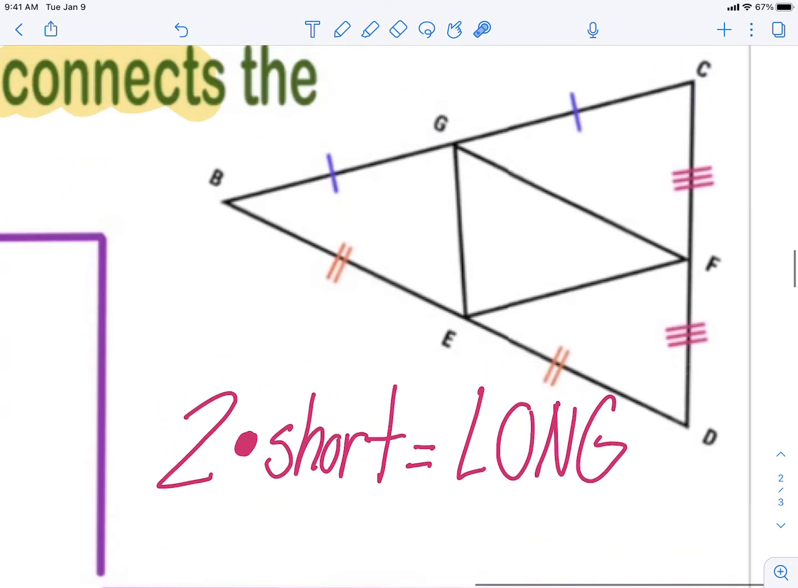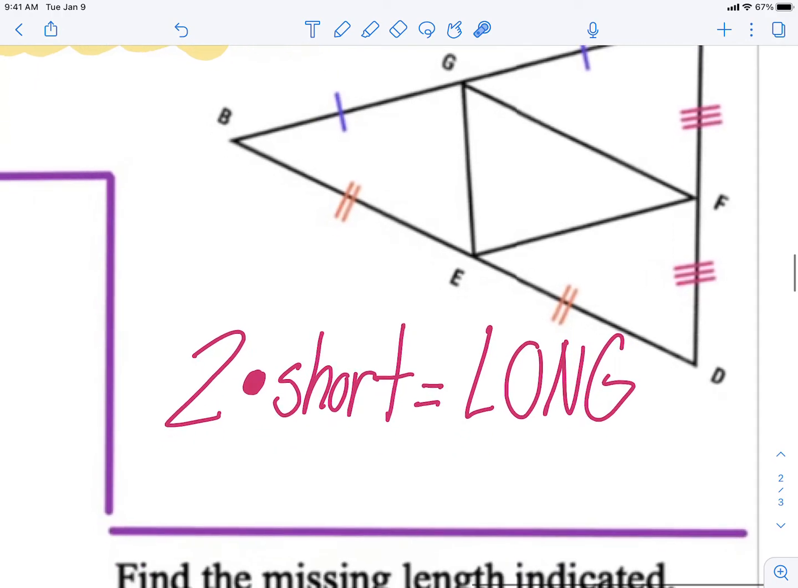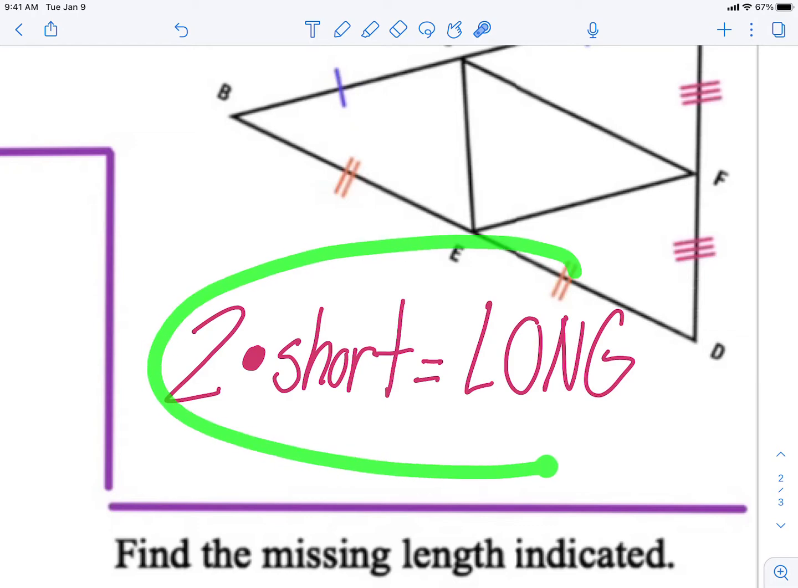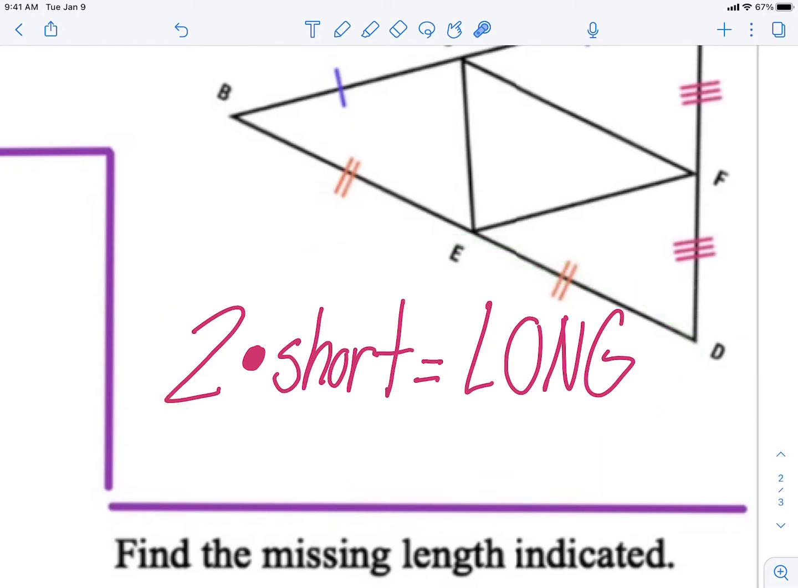Okay, let me show you again. See? This is a short. Well, this is the same length. That's 1. And this is 2. So 2 of these makes that whole thing. 2 short is equal to 1 long. Right? So that's the idea that we're going to use. This is the key here. We're going to use 2 times the short equals the long. Okay? So let's take a look here.